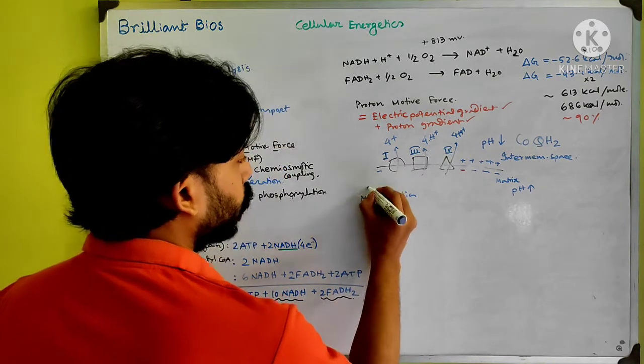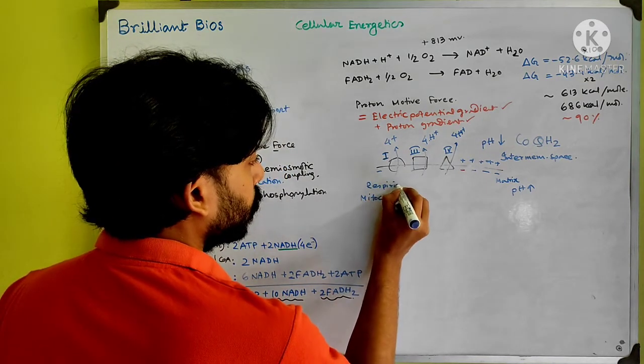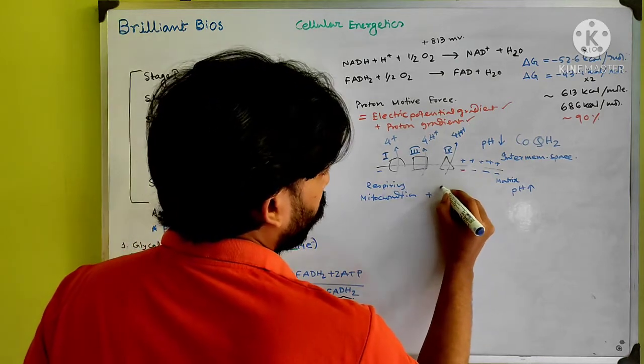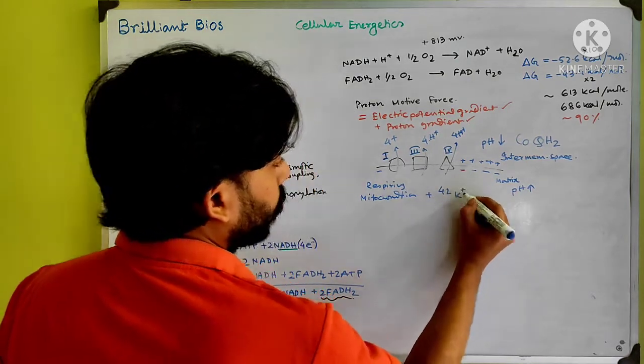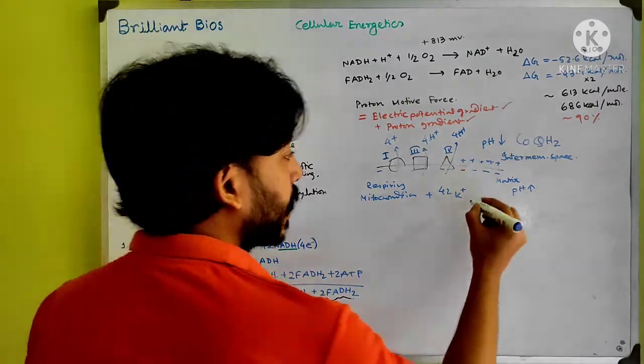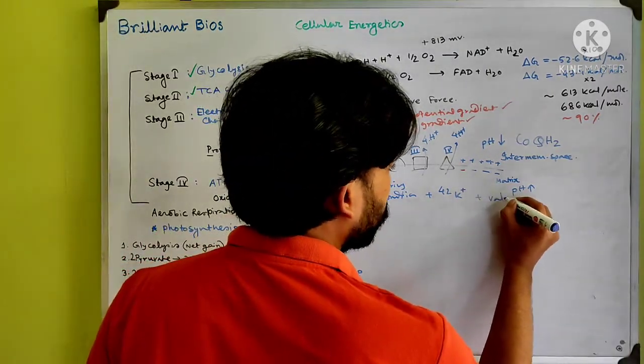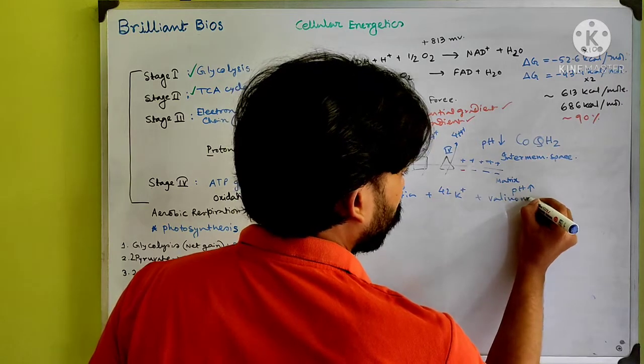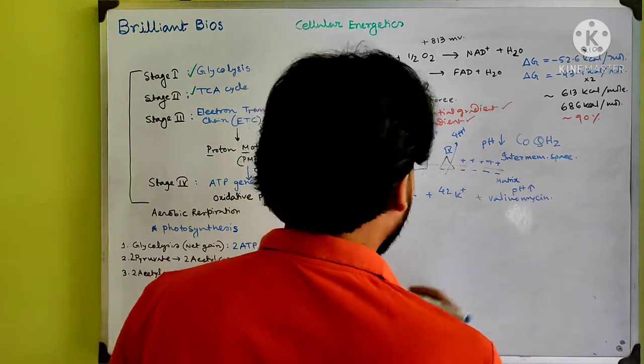So in a respiring mitochondria, they take radioactive potassium ions in the medium and a chemical called valinomycin. Valinomycin. This chemical is very important for this experiment.